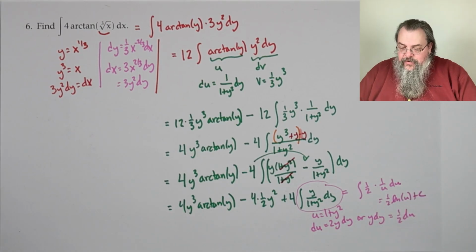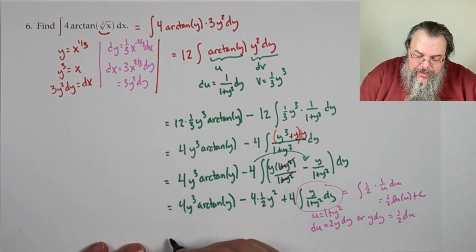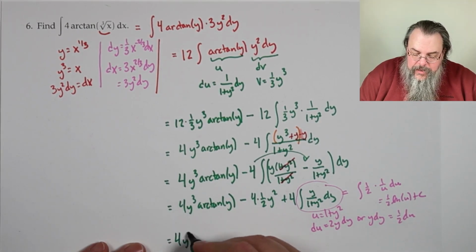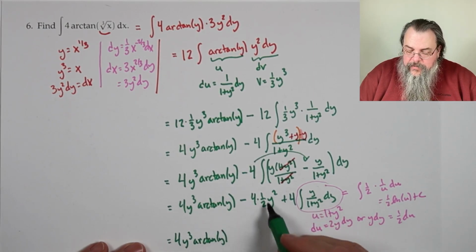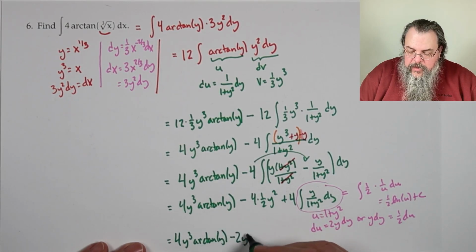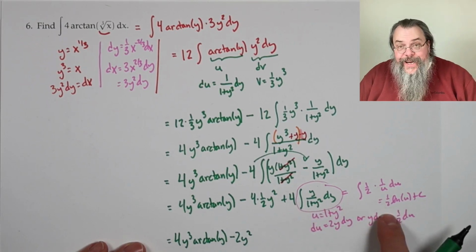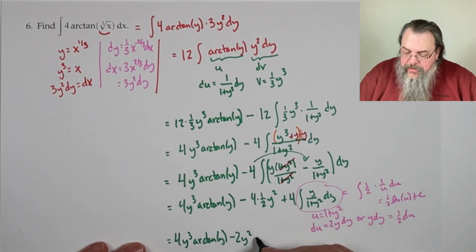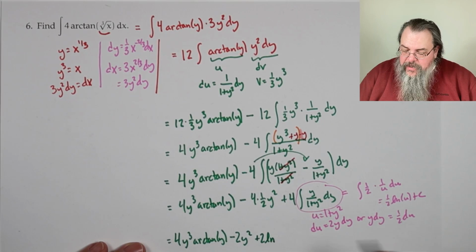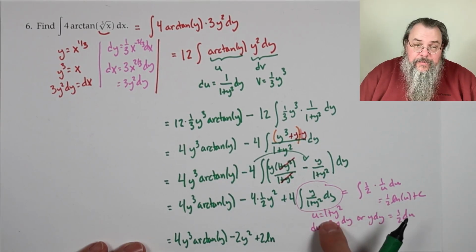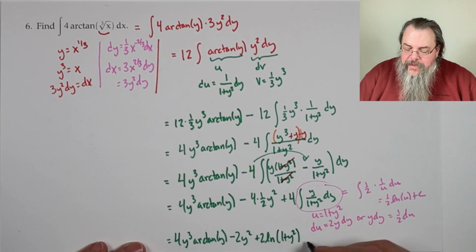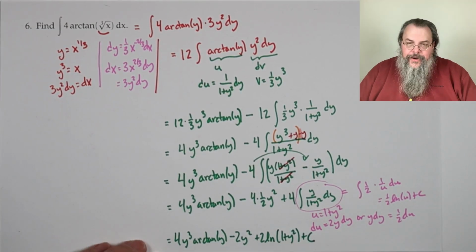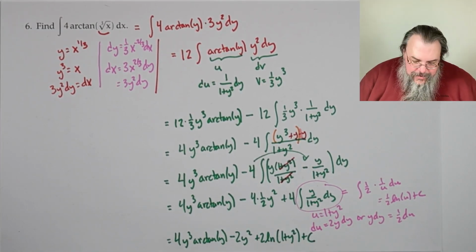Okay, so that says we now have the following. 4y cubed arctangent of y. 4 times a half makes minus 2y squared. 4 times another half makes a plus 2 log u. But u is 1 plus y squared. So 1 plus y squared plus c. Ah, done. Done. Except we're not.